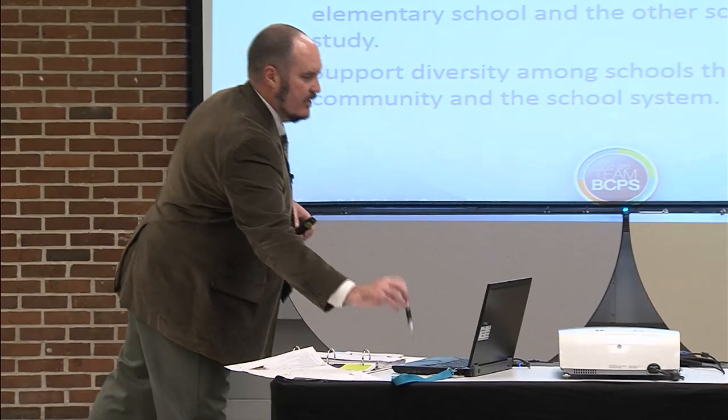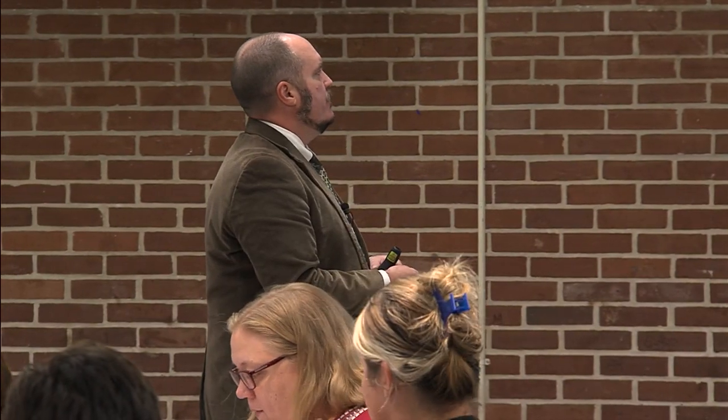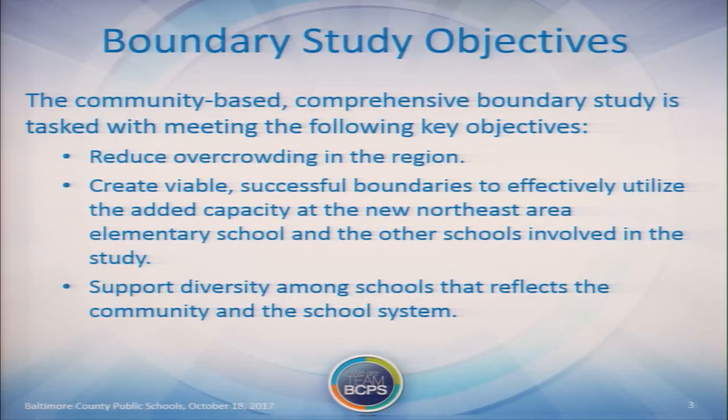So, a little overview on the objectives. This committee is a community-based group. It's focusing on these key objectives: to reduce overcrowding in the region, to create viable, successful boundaries, to effectively utilize the added capacity at the new Northeast Area Elementary School and other areas inside this study area, and to support diversity among the schools that reflects the community and the school system.